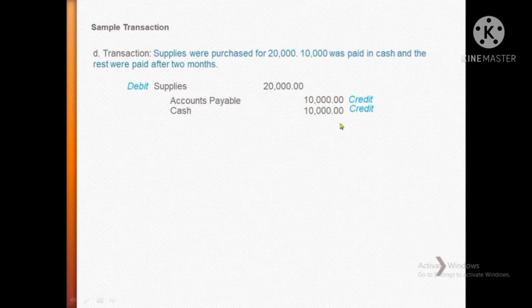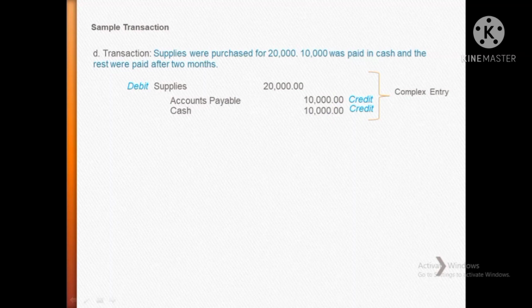As you can see here, there are 2 credits and 1 debit. So actually, this is what we call a complex entry. If you are going to see only 1 debit and 1 credit, that is what we call a simple entry. Actually, you can have a lot of debits and credits as long as the debit balances equal the credit balances. Like we have this one. The debit is 20,000 and the credit total is also 20,000.